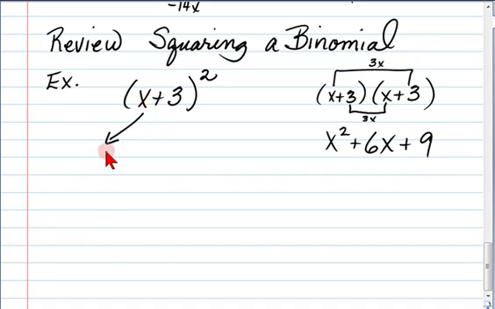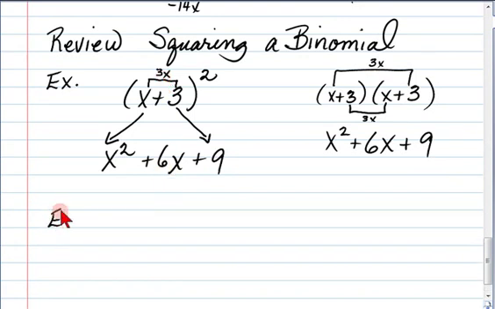x times x is x squared. To get the middle term, what you do is multiply these two for 3x. That expression represents the inner and the outer, so what you have to do is double it. 3x plus 3x is 6x, and then square the last for 9. So this one is 3x plus 3x for the middle term.